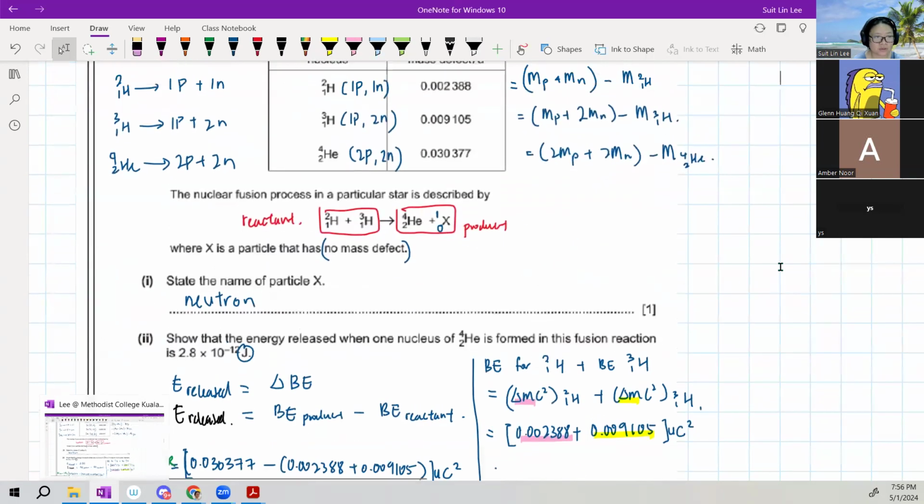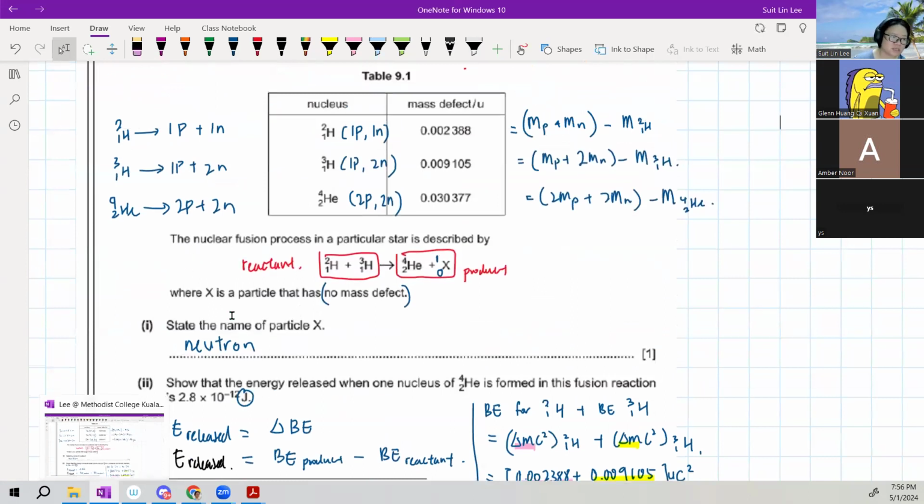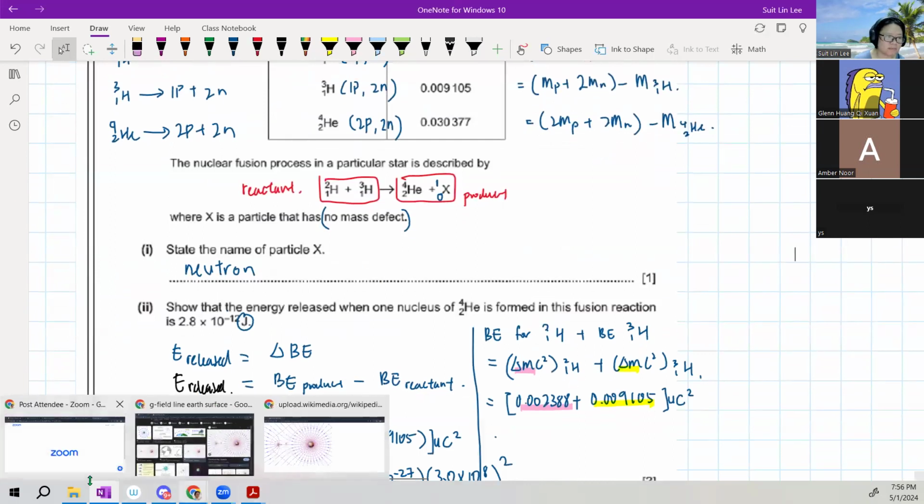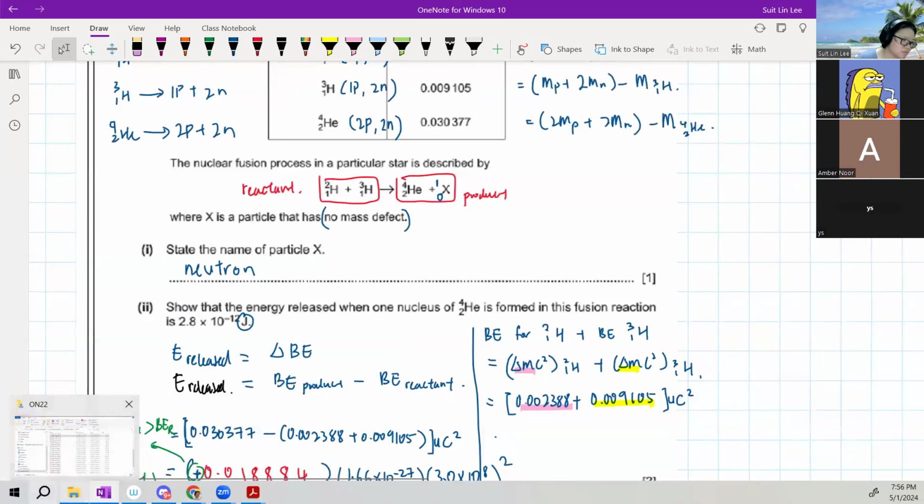Which means now, if you see a nuclear fusion process like this one, and they ask you to name the particle X or balance the equation, this should be the amount that you use. For the mass of nucleus, can we use the rest mass of proton?